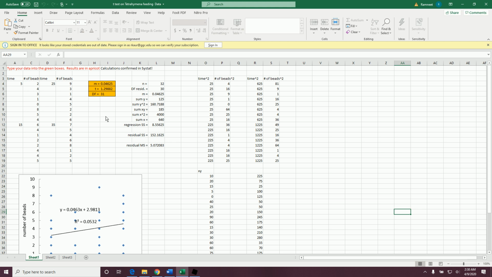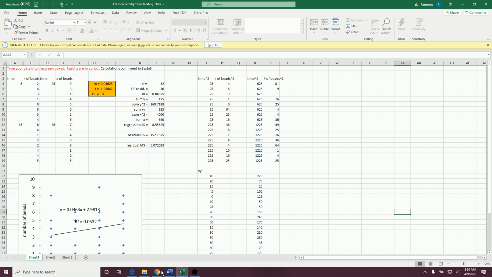Accepting the null hypothesis means that the feeding rate of Tetrahymena is not increasing with time. So this is basically all you have to do.